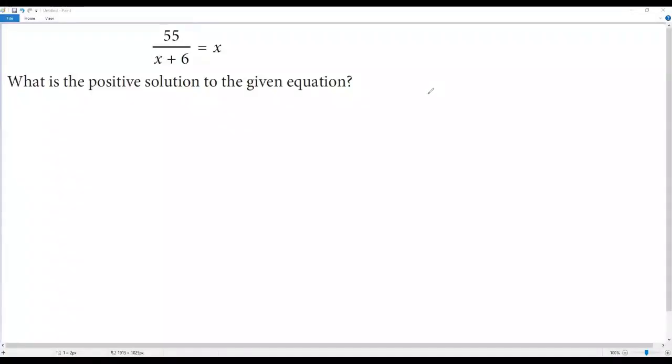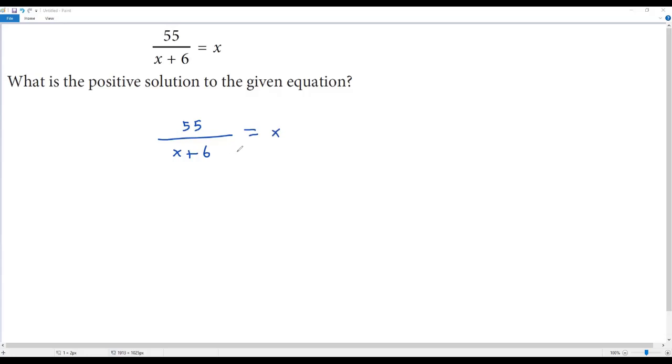Here we have a SAT math question, that is, we have to solve for x in the given equation. What is the positive solution? Positive solution means I have to find the positive value for x. Okay, let me write the given equation as it is, that is 55 over x + 6 equals x.